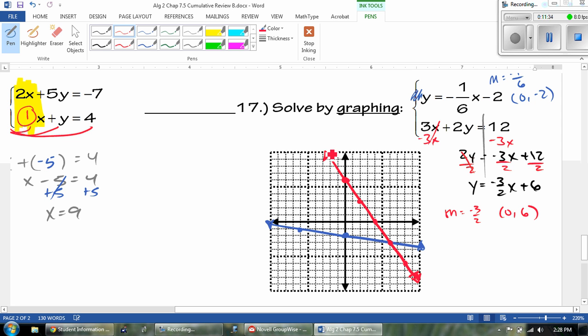And I'm drawing my line. Now, where do they intersect? Right there, which is the point 6, negative 3.